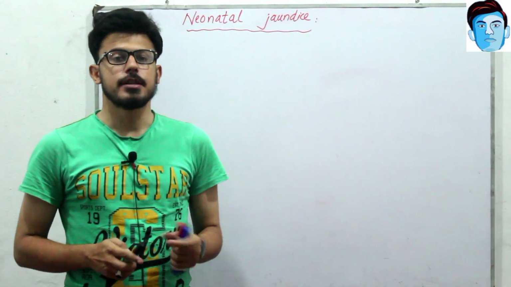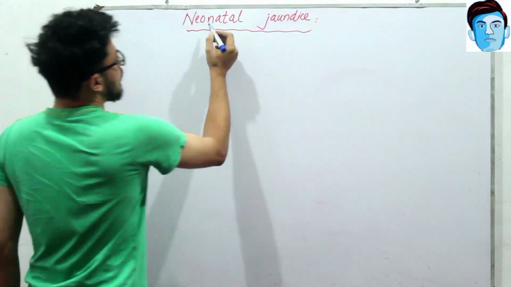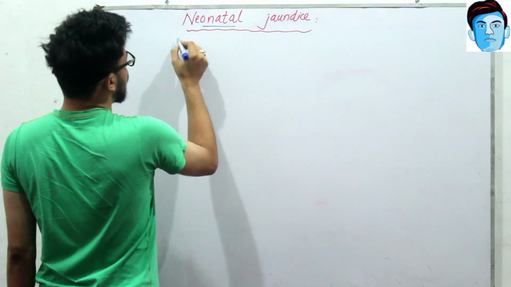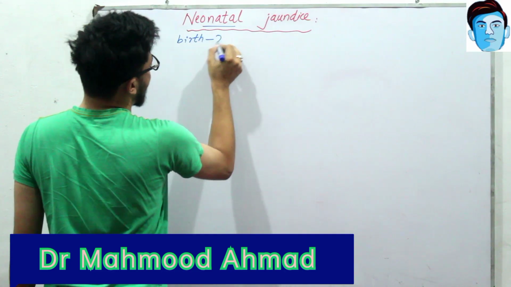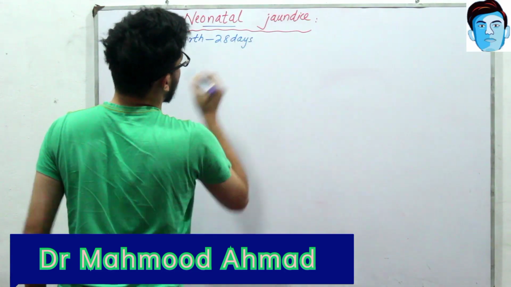Today I am going to teach you neonatal jaundice. First let's understand the term. What is a neonate? Neonate means from birth to 28 days period.